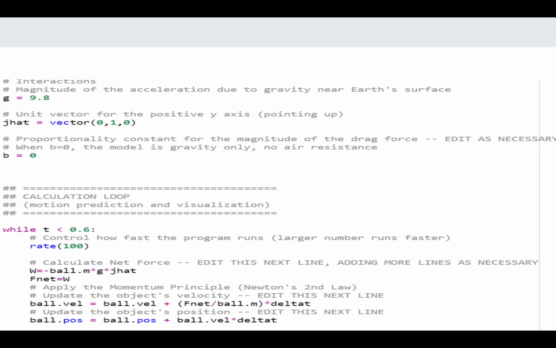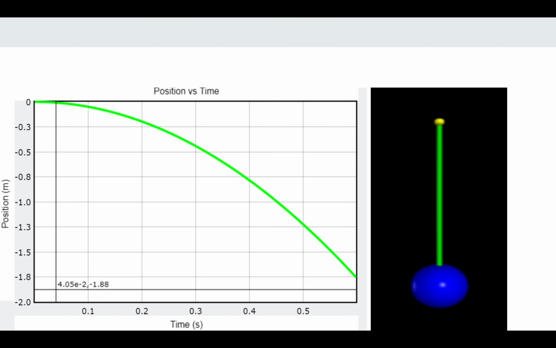In this model, it was Fg equals negative mg times j hat. For the gravitational force, I calculated W, which is negative the ball's mass times g times j hat. Since the object is falling near the Earth's surface, the gravitational acceleration is 9.8, and j hat will be in the negative y direction. Since the only force acting on the object is gravity, F net will equal the weight force, since F net is the sum of all the forces acting on the object.